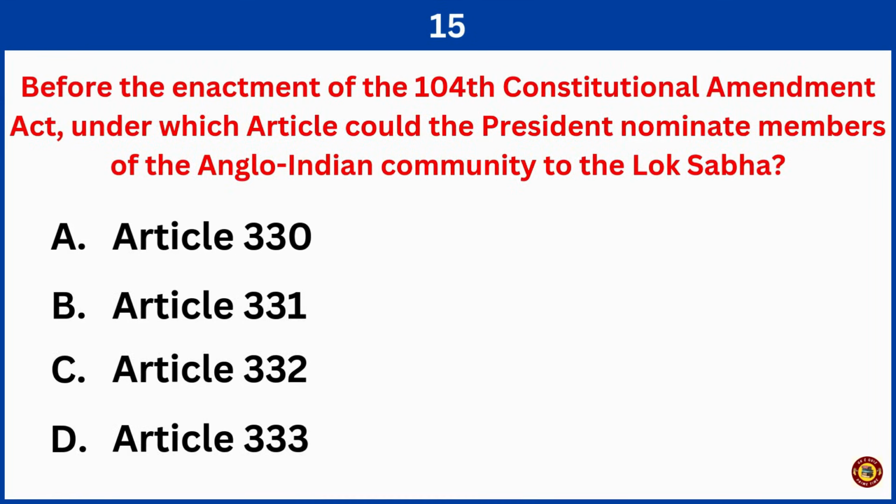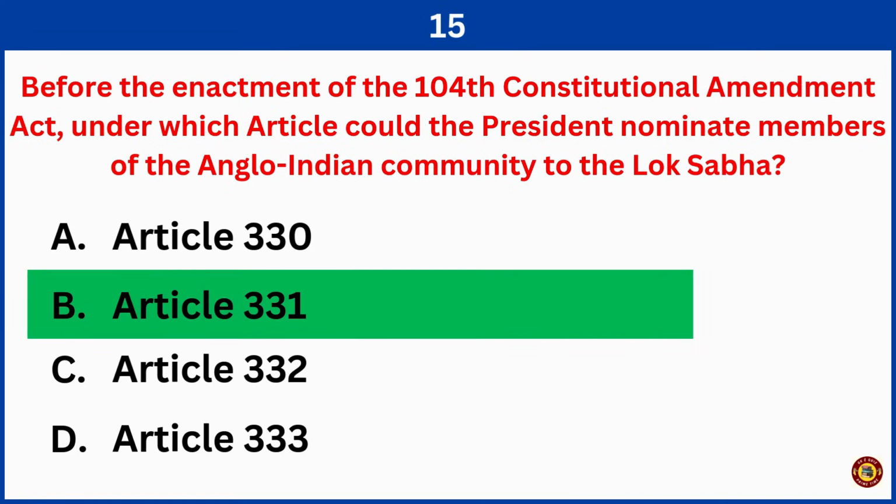Before the enactment of the 104th Constitutional Amendment Act, under which article could the President nominate members of the Anglo-Indian community to the Lok Sabha? Right answer is option B, Article 331.